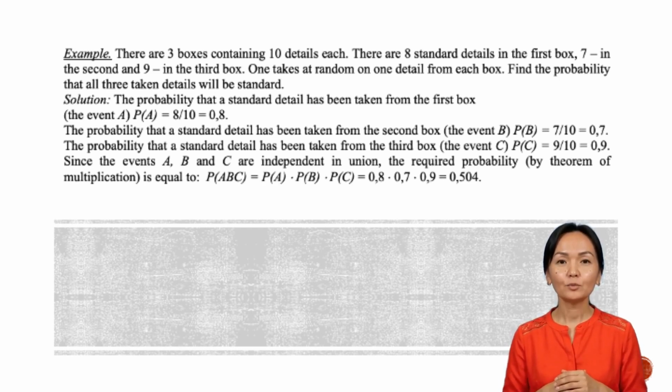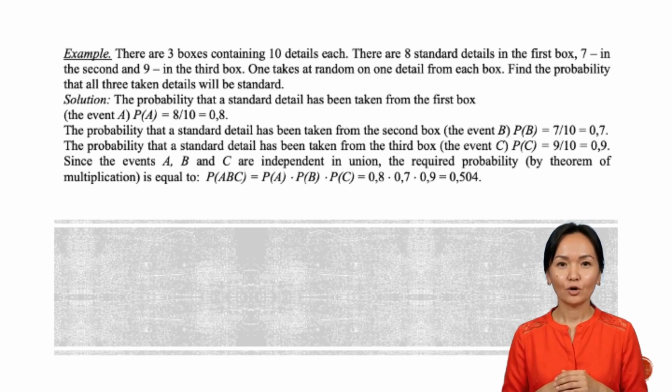Suppose we have three boxes, each containing 10 details. The first box contains 8 standard details, the second box contains 7 standard details, and the third box contains 9 standard details. We randomly take one detail from each box, and we want to find the probability that all 3 taken details are standard. First, the probability that a standard detail is taken from the first box is 8 out of 10, which is 0.8. The probability that a standard detail is taken from the second box is 7 out of 10, which is 0.7. And the probability that a standard detail is taken from the third box is 9 out of 10, which is 0.9.